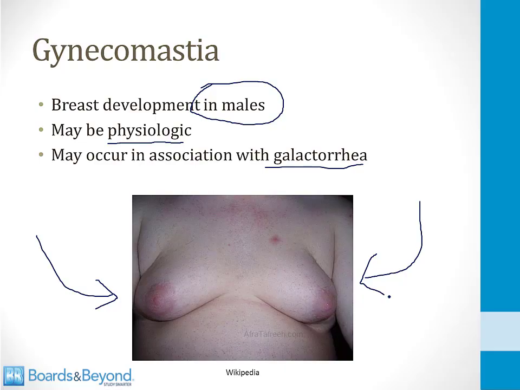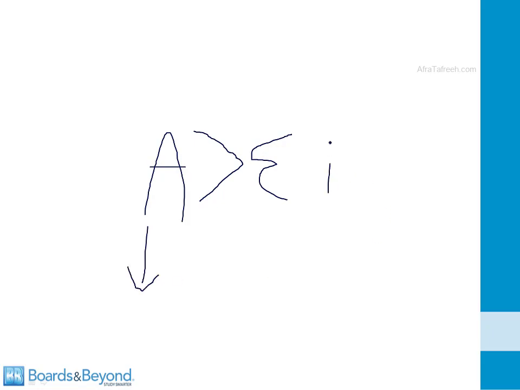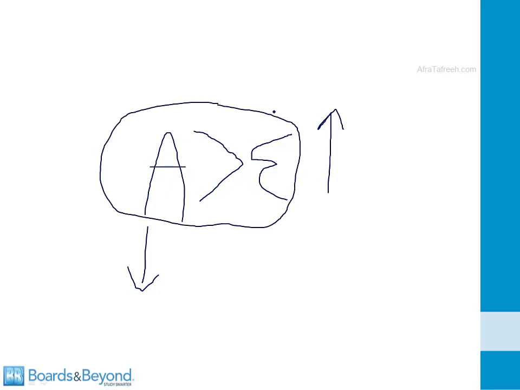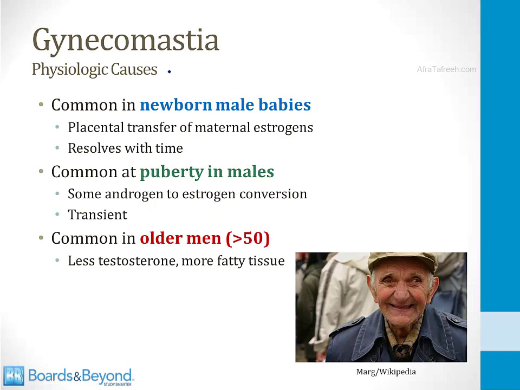can also occur. To understand gynecomastia, you need to remember that males have lots of androgens, but they also have some estrogens. And under normal circumstances, the androgen levels are much higher than the estrogen levels. So anytime something either knocks down androgen levels or increases estrogen levels, this can disrupt this balance, and that's what leads to gynecomastia. So with that in mind, shown on the screen are some physiologic causes of gynecomastia.